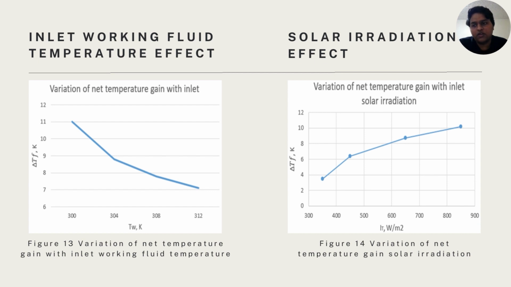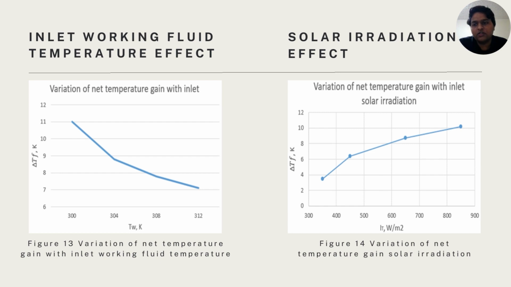Solar irradiation effect. The variation of solar irradiation with net temperature gain is illustrated in figure 13. To investigate the effect of solar irradiation on net temperature gain, solar irradiation was varied from 350 watts per meter square to 836 watts per meter square with fixed operating conditions. From the figure, it is clear that an increase in solar intensity results in an increase in net temperature gain. It is because as the solar irradiation increases, the heat transfer rate increases from the inner glass surface to the copper U-tube.